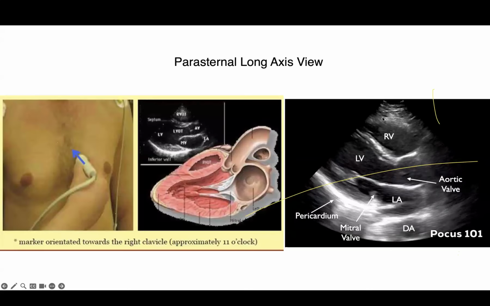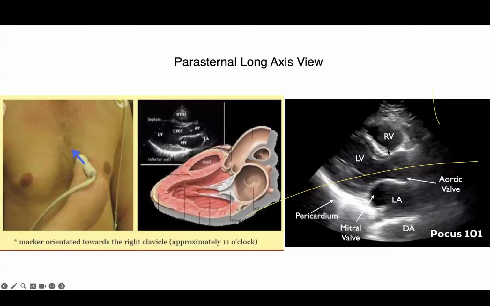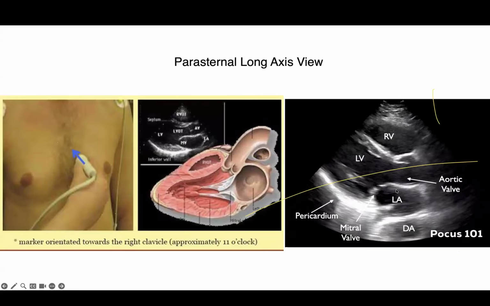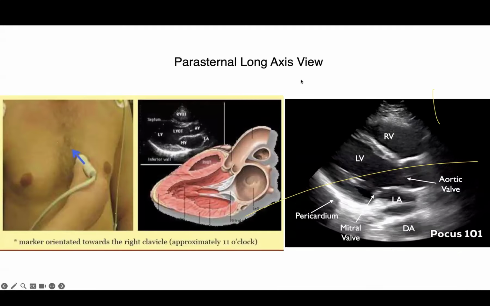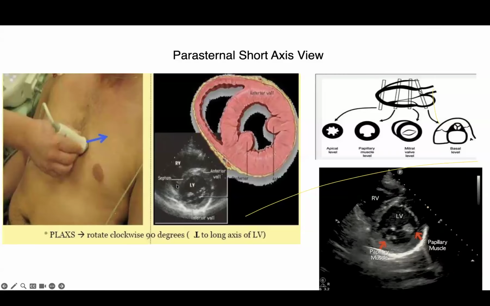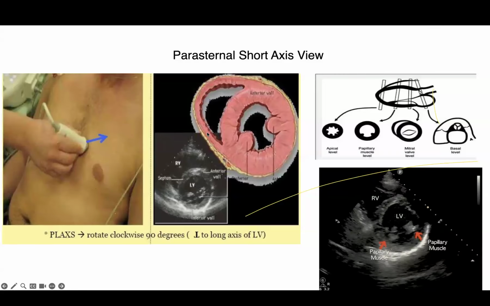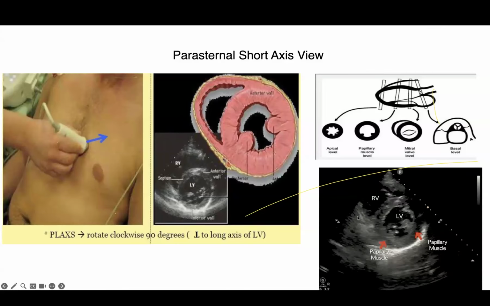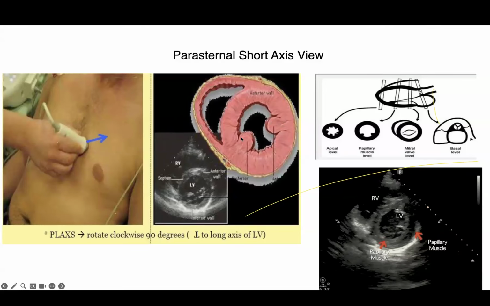So they may keep an image of a parasternal view and ask you to elicit the anatomy. So here you have the RV, LV, LA, aortic valve, and then the mitral valve and the pericardium. So these are the structures that you need to know about. Similarly, for parasternal short axis view, you need to keep the probe marker towards the left shoulder. So that way you will be able to assess the structures.